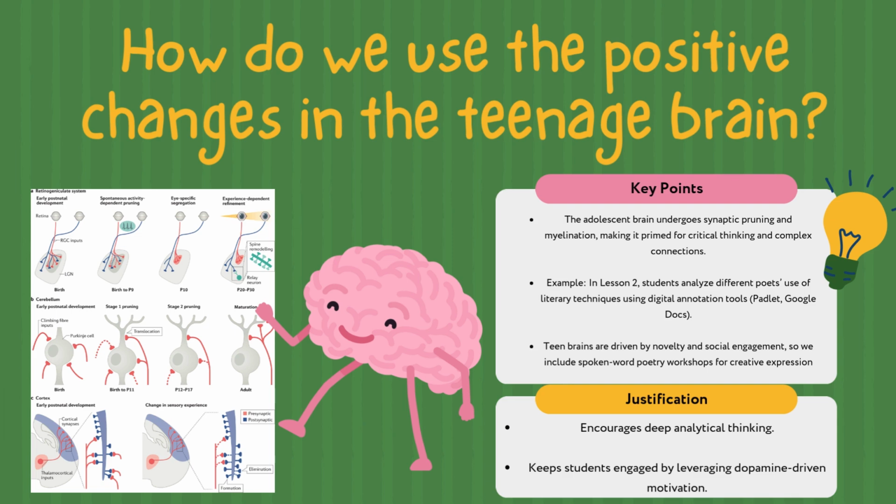To utilize this positive change, lesson 2 would be changed to focus on comparative analysis, to encourage students to examine and engage with different poets and their use of literary techniques. This also engages students' growing critical thinking skills and the ability to form complex connections between different ideas. I would also incorporate interactive digital annotation tools like Padlet to allow for collaborative poem analysis. This allows for students to engage in stimulating learning environments that are also in line with their cognitive strengths.